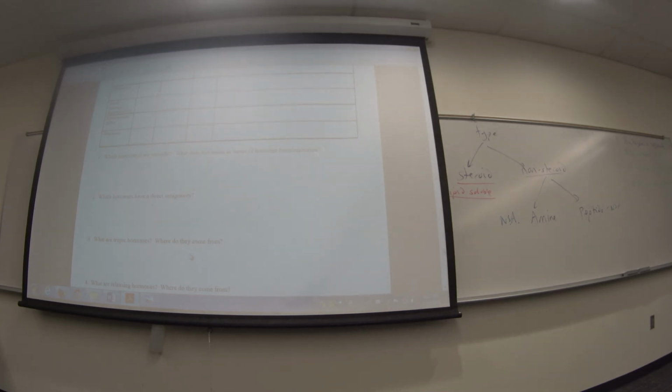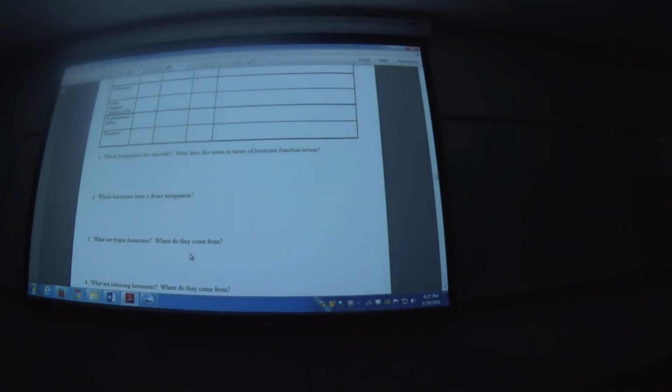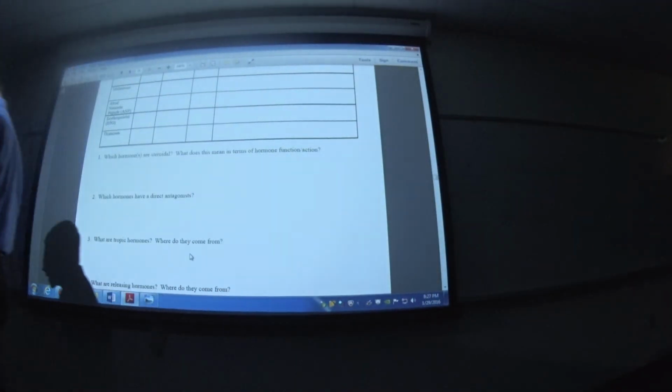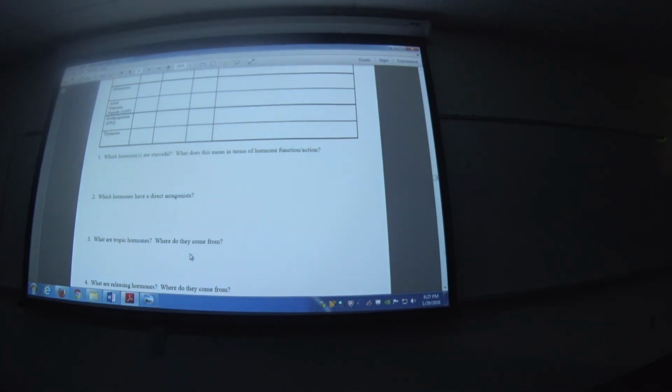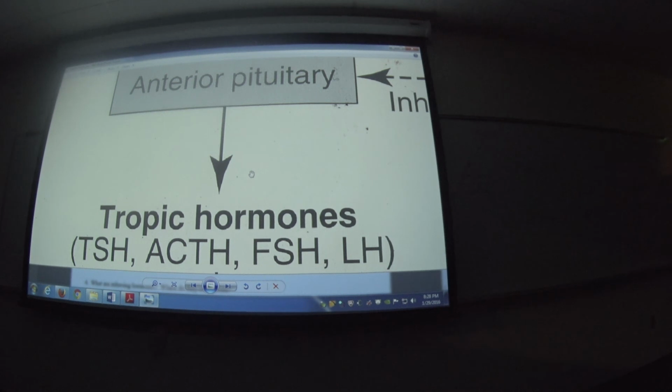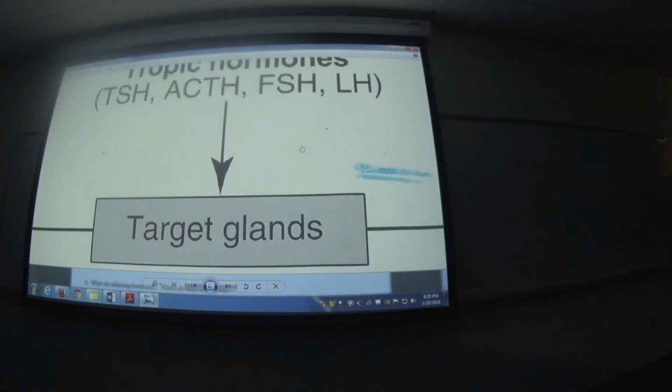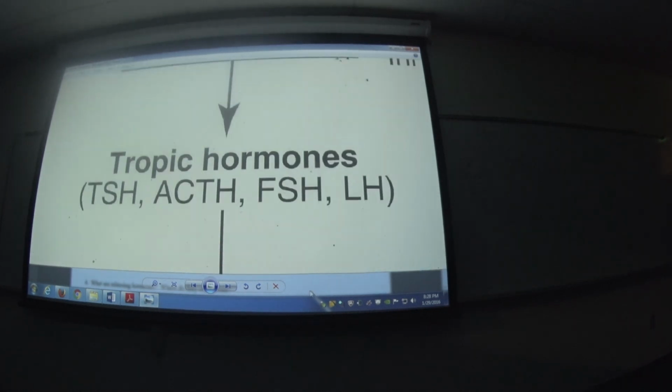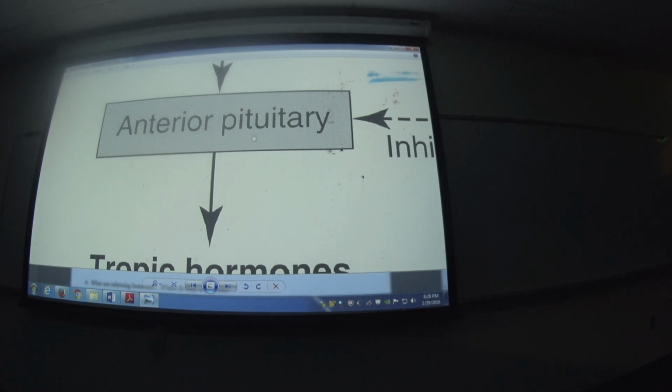So I'm going to show you an overhead here. Last one of the night, basically. Showing you this concept of the releasing and the tropic and all that. Let's see if I can manage. There, okay. Here's my anterior pituitary. It's going to make tropic hormones. Tropic hormones go to other glands. So TSH, ACTH, those are ones that are going to go to other glands and make them do their job. So those are the tropic hormones produced by the anterior pituitary.